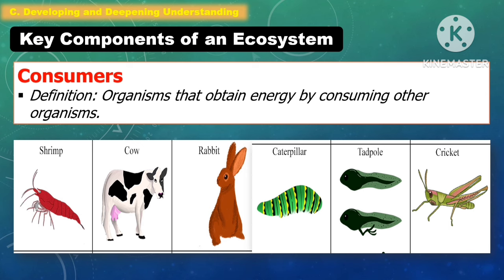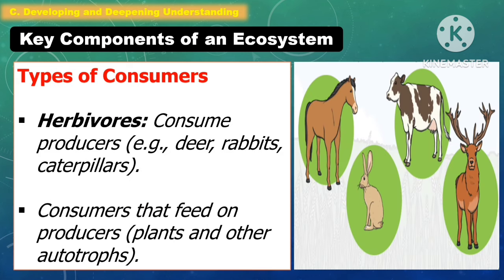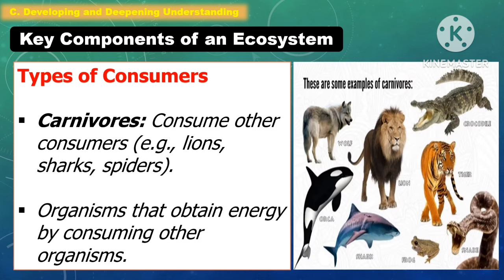Another key component of an ecosystem is the consumers. It is an organism that obtains energy by consuming other organisms. The following are the types of consumers. The first one is the herbivores. It consumes producers, for example, the deer, rabbits, and caterpillar. Consumers that feed on producers are plants and other autotrophs.